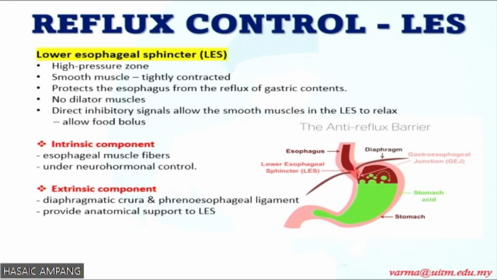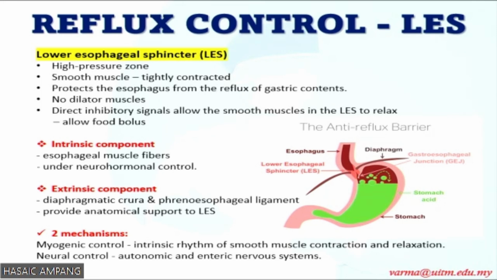So it has two components to maintain this physiology. One is the intrinsic component by the esophageal muscle fiber. You will read about it, there's the pinchcock mechanism and so on. Then it is under neurohormonal control. The extrinsic component is the anatomy: the diaphragmatic crura and the phrenoesophageal ligament, which provide anatomical support, somewhat similar to the diaphragm. So two mechanisms: myogenic control, the intrinsic rhythm of smooth muscle contraction and relaxation, and neural control, autonomic and enteric nervous system. If they ask you to write a short note on LES for three marks, this is for them. If you fail to mention the muscle fiber type and so on, you might lose another 0.5 marks.